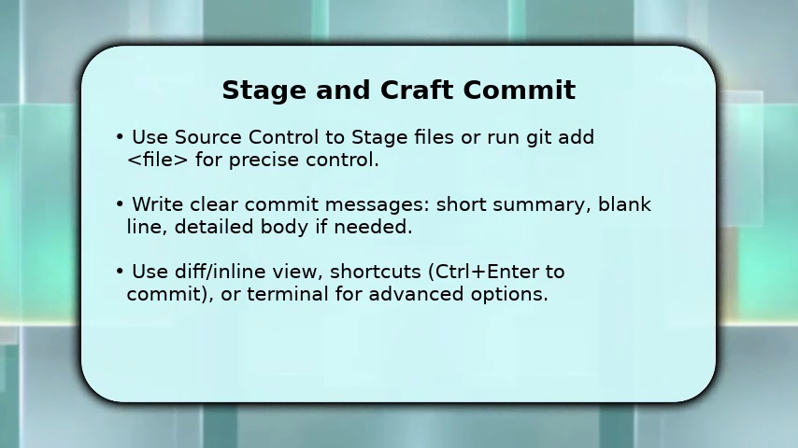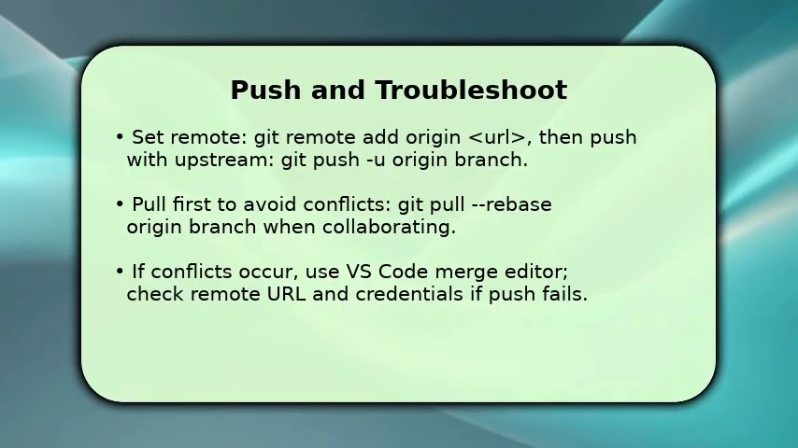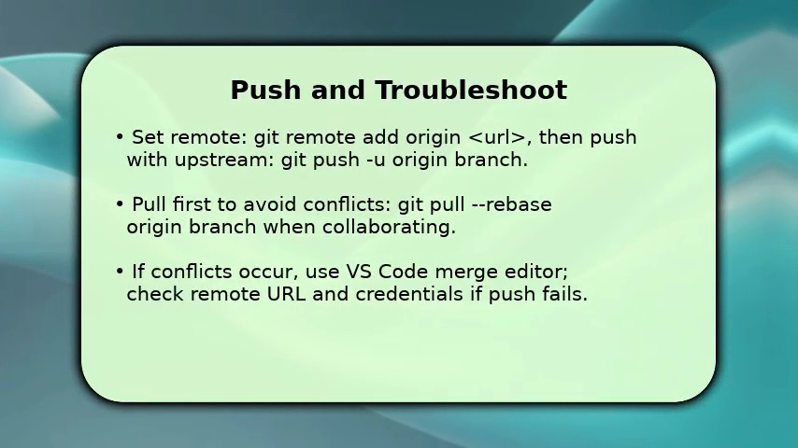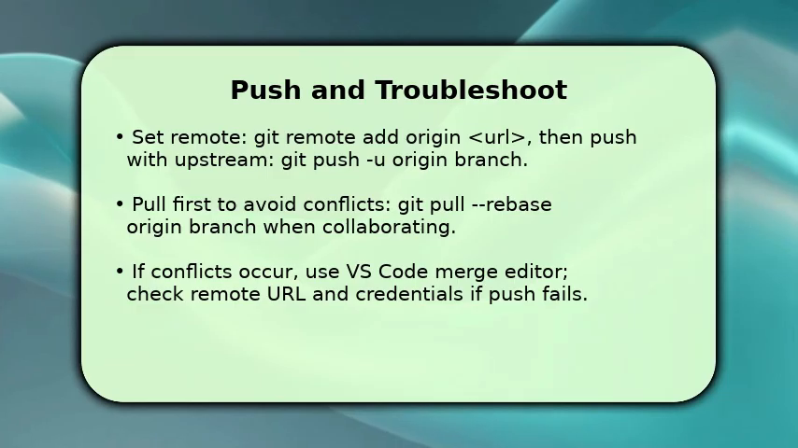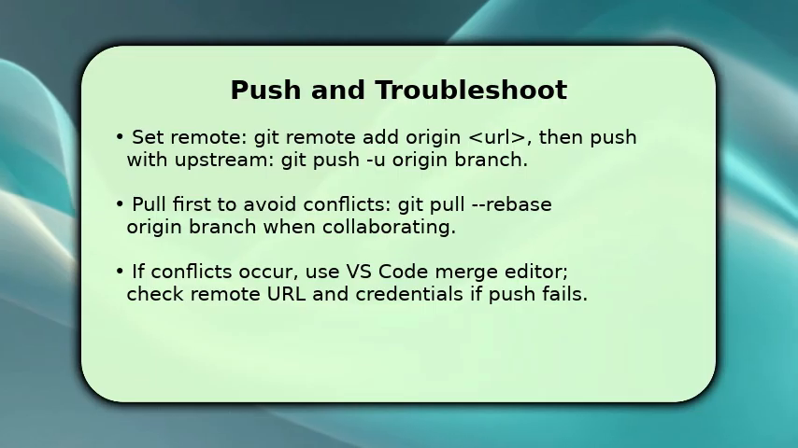You finish by pushing your commit to the remote. If the remote isn't set, add origin and push with git push -u origin your-branch so upstream is recorded. Make sure to pull or fetch first when collaborating. Pulling with rebase prevents unnecessary merge commits and keeps history tidy.